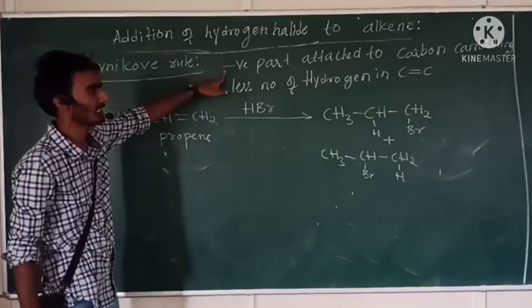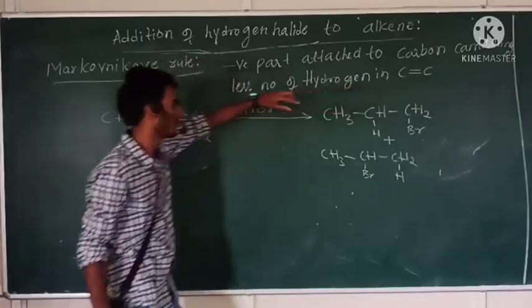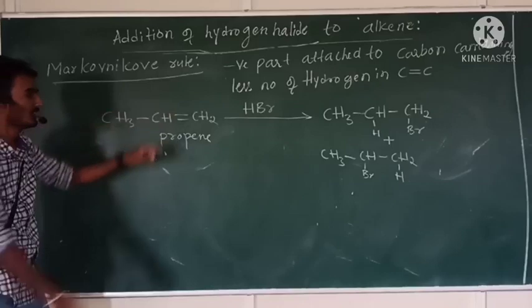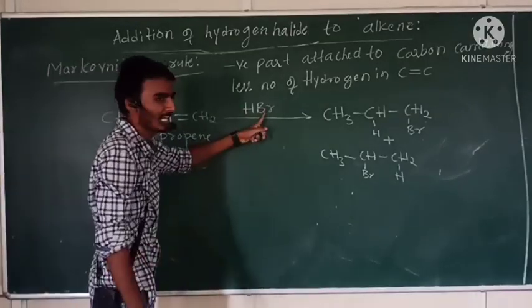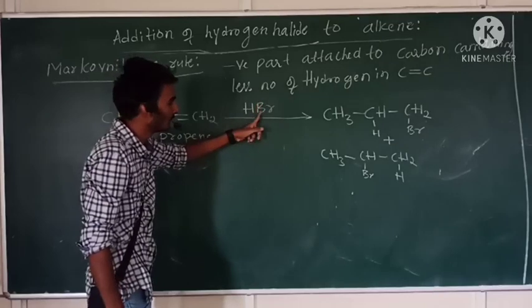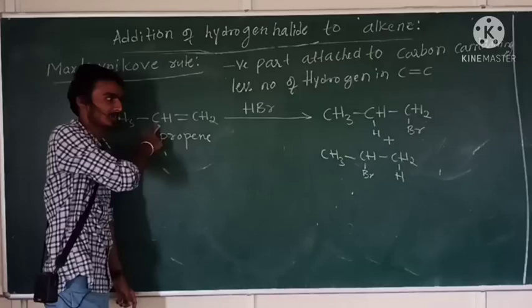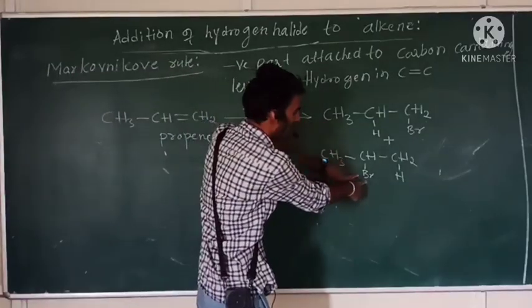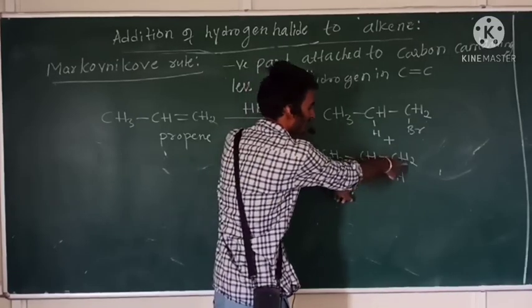The negative part attaches to the carbon containing fewer hydrogens in the carbon-carbon double bond. So consider the carbon-carbon double bond; this carbon has fewer hydrogens. The negative part, in the sense Br minus, attaches to the carbon containing fewer hydrogens. This carbon has one hydrogen, and this has two hydrogens.